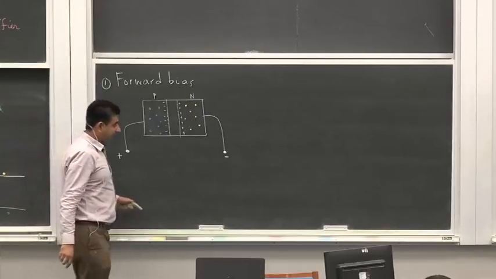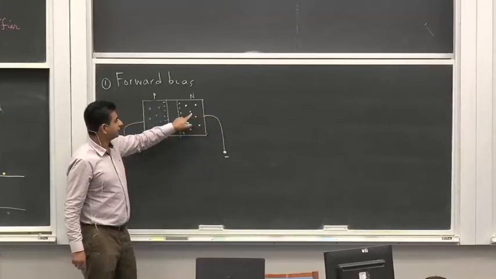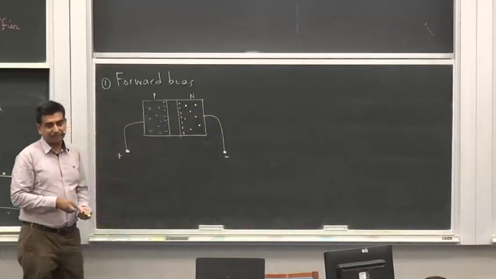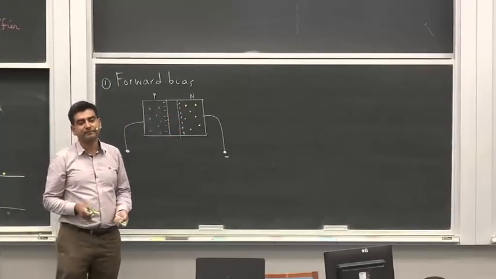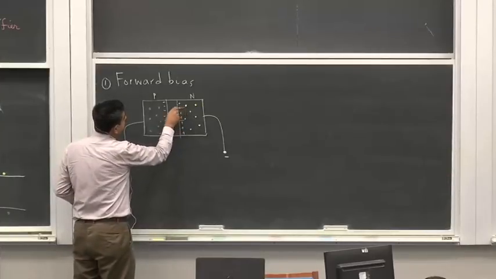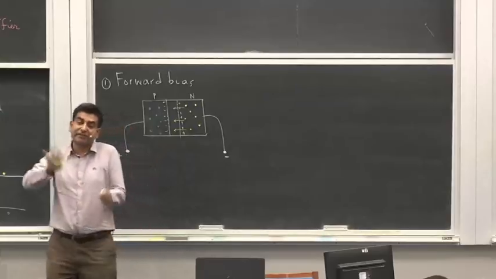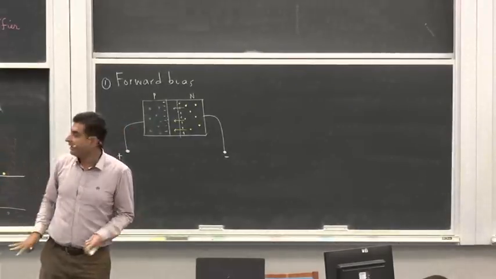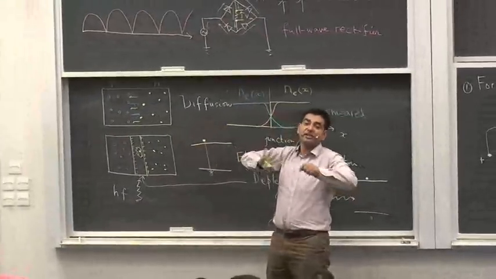Now what's going to happen is that this negative terminal of the battery is going to repel these electrons inside the n-type material. And these electrons are going to drift into the depletion region. Not diffusion. Diffusion is a natural process. This process of diffusion occurs naturally. It does not need a bias.